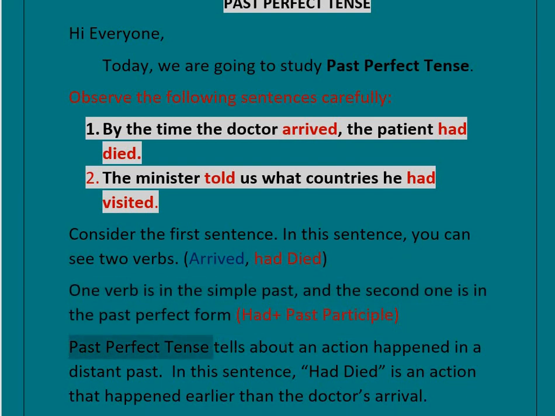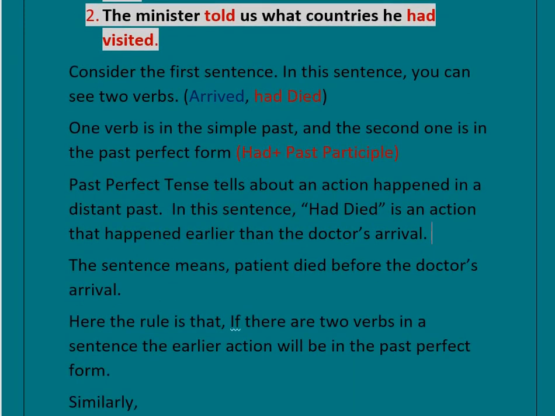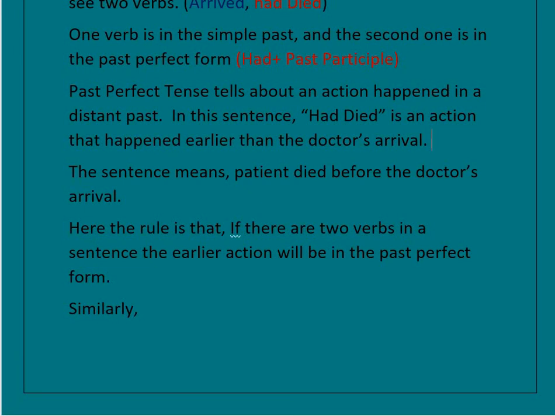Past perfect tense tells about an action that happened in the distant past. In this sentence, had died is an action that happened earlier than the doctor's arrival. That means the patient died before the doctor's arrival. Here the rule is that if there are two verbs in a sentence, just like arrived and had died, the earlier action will be in the past perfect form.